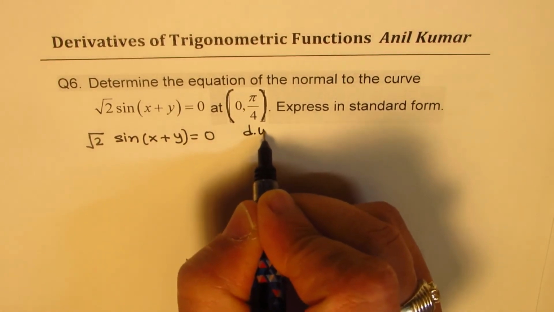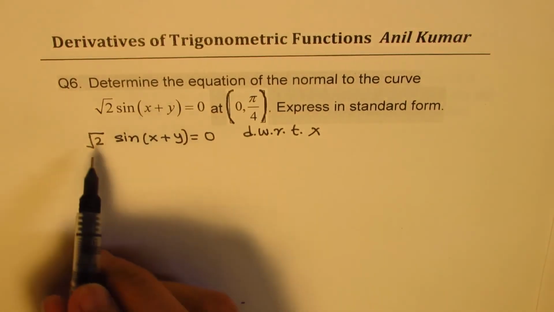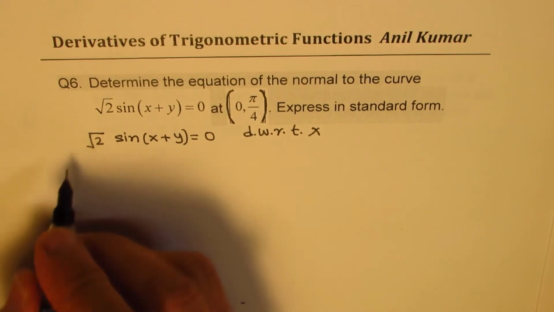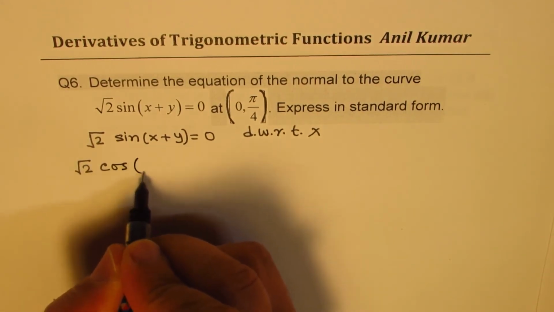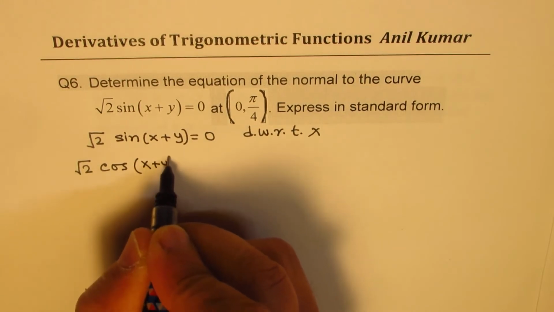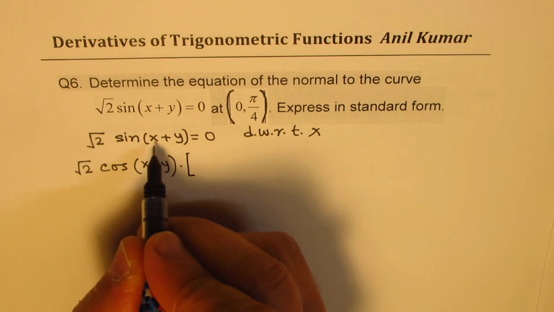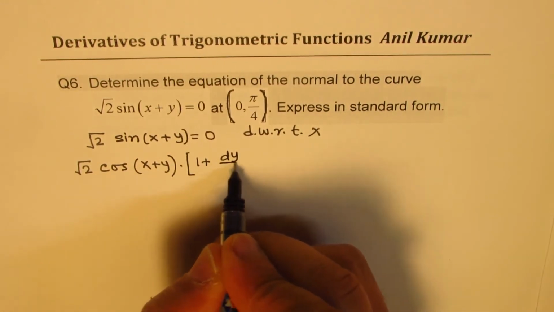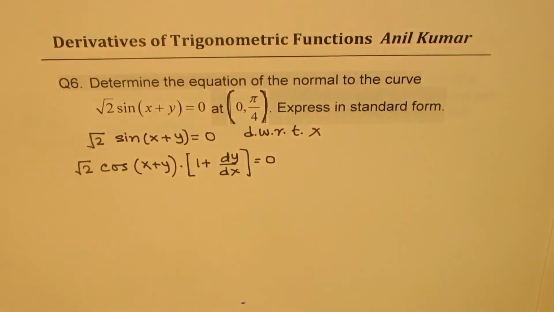Now let's differentiate with respect to x on both the sides, correct? So what do we get? We get here derivative of sine x is cos x, so we get square root of 2 cos of x plus y times derivative of inside function, which is 1 plus dy dx, right? 1 plus dy dx. Now this is important part, equals to 0. So that is how you actually get your derivative.